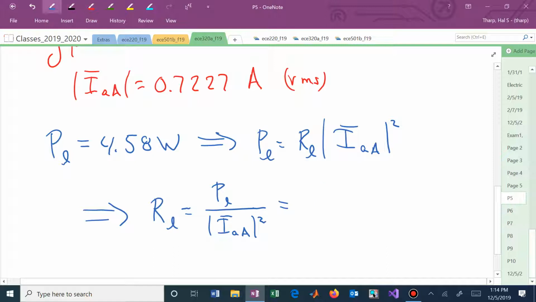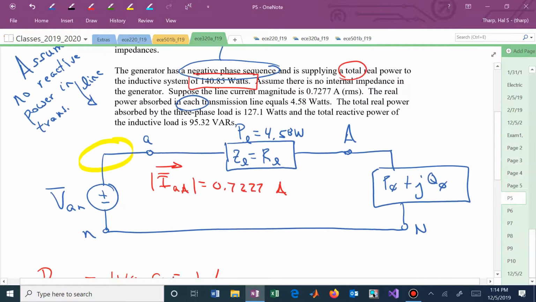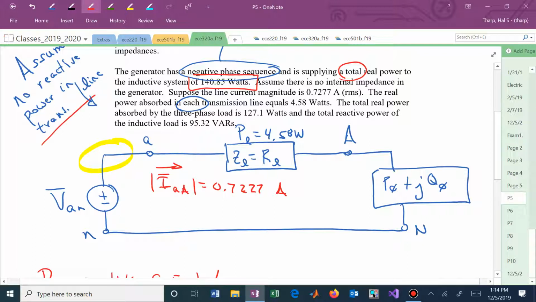This is now 4.58 divided by that 0.73 squared, or I now know the resistance in the transmission line for this hypothetical problem is now 8.6 ohms. We clear on where that came from? Now we have one of the pieces in our puzzle that we're trying to put together. We've now found the impedance, which is now, by this assumption here, only real. So we found that piece.